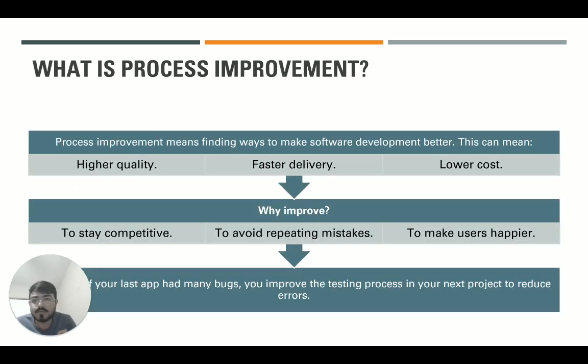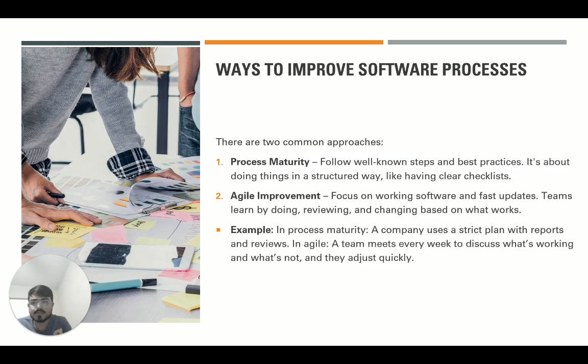What is improvement? Process improvement means finding a way to make the development process better. This can mean higher quality, faster delivery, and lower cost. So, why improve? To stay competitive, to avoid repeating mistakes, and to make users happier. If your last app had many bugs, you improve the testing process in your next project to reduce errors. So this is process improvement. We need process improvement. Okay, let's see the next slide.